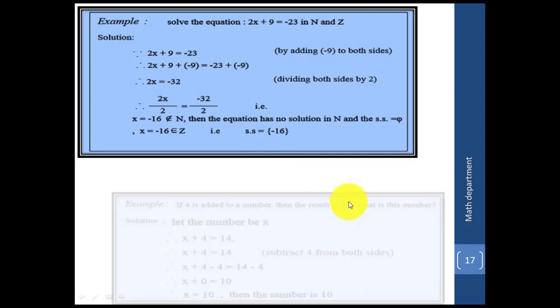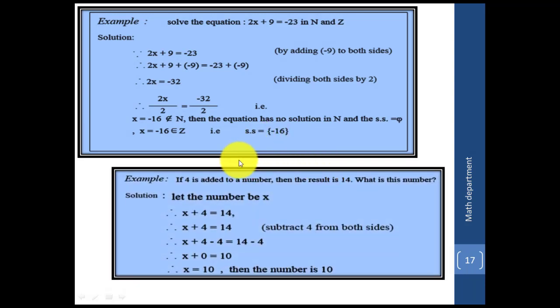In integers. Okay. Another example: if 4 is added to a number, then the result equals 14. What is this number? Here I want to form the equation, and after this, find the solution set of the equation. If 4 is added to a number, do you know this number? No, so we can let the number be x. I want to add what? Add 4, so I will write x plus 4. Then the result equals 14, x plus 4 equals 14.